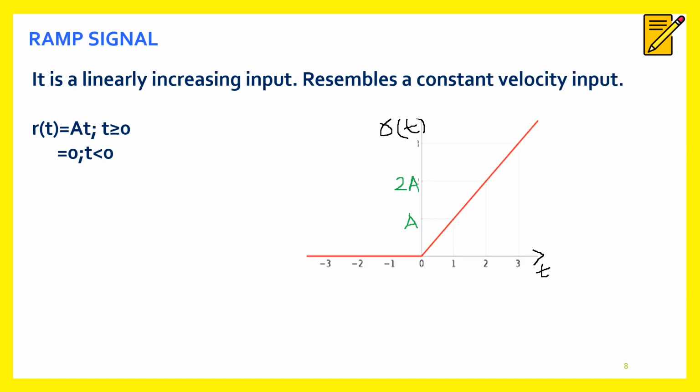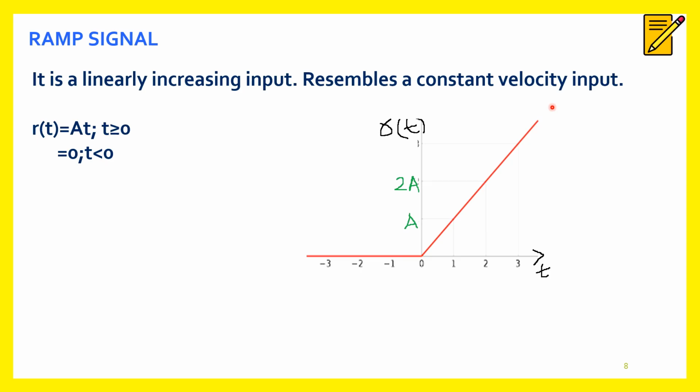Then a ramp signal resembles a constant velocity signal. So it is constantly increasing. Look at the waveform. When t is equal to 1, my magnitude is a. When t is equal to 2, it is 2a. When t is equal to 3, it is 3a, and so on. So with respect to time, the signal will have a linear increase of output.